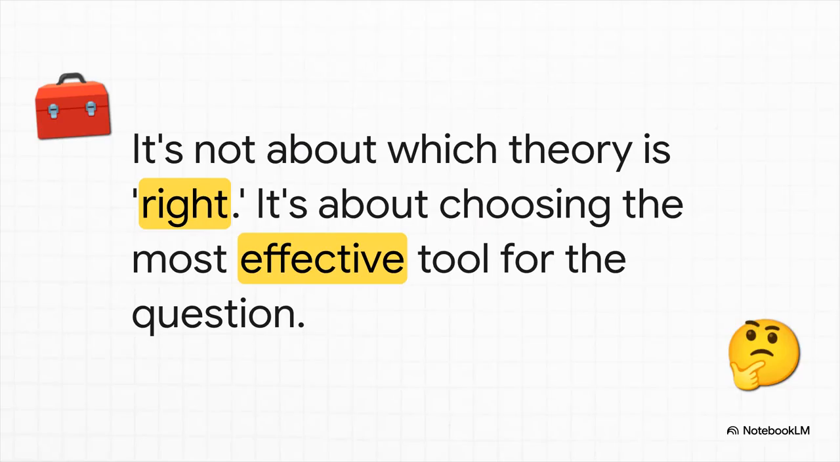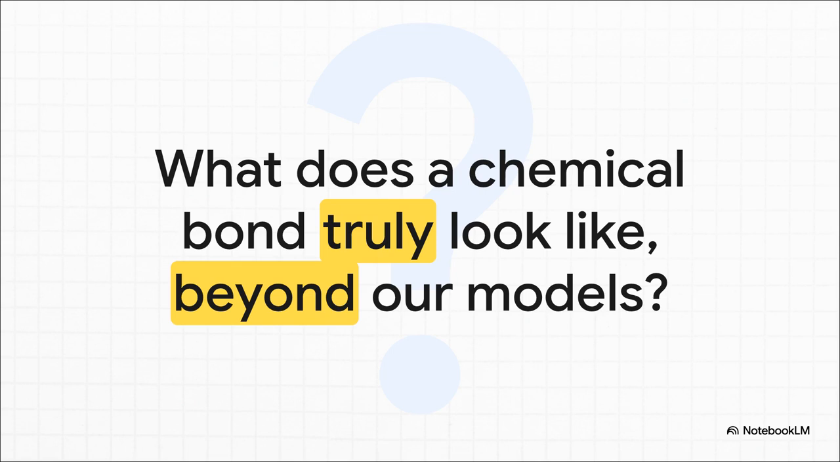And that right there is the most important idea to take away from all of this. These are models. They're our best human-made descriptions of an incredibly complex reality. Neither one is the absolute truth. A good scientist doesn't have one favorite tool. They have a whole toolbox, and they know exactly which one to pull out to solve the problem that's right in front of them. Which, of course, leaves us with one final, kind of mind-bending question to chew on.